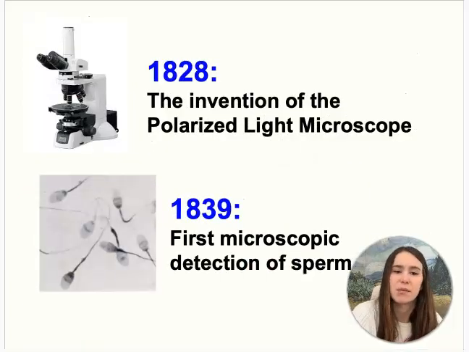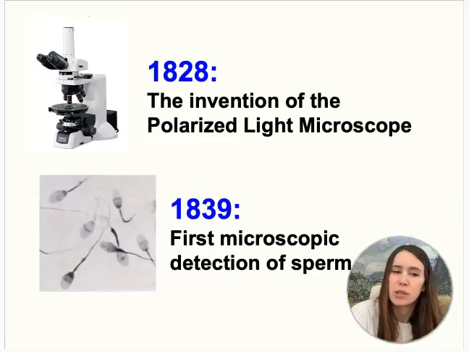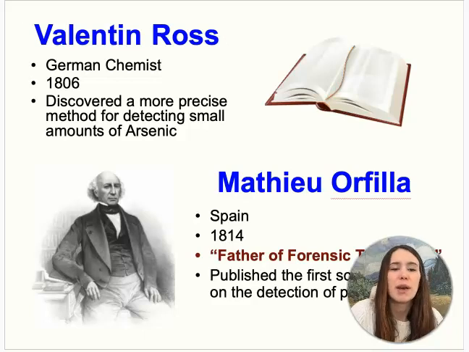By the 1800s, we have the invention of the light microscope. In 1839, the first microscopic detection of sperm, which is very important when you think of cases of rape, adultery, things like that. Then in the 1800s, we also have more advancements in the field of chemistry, so we can see and detect a little bit more with arsenic.